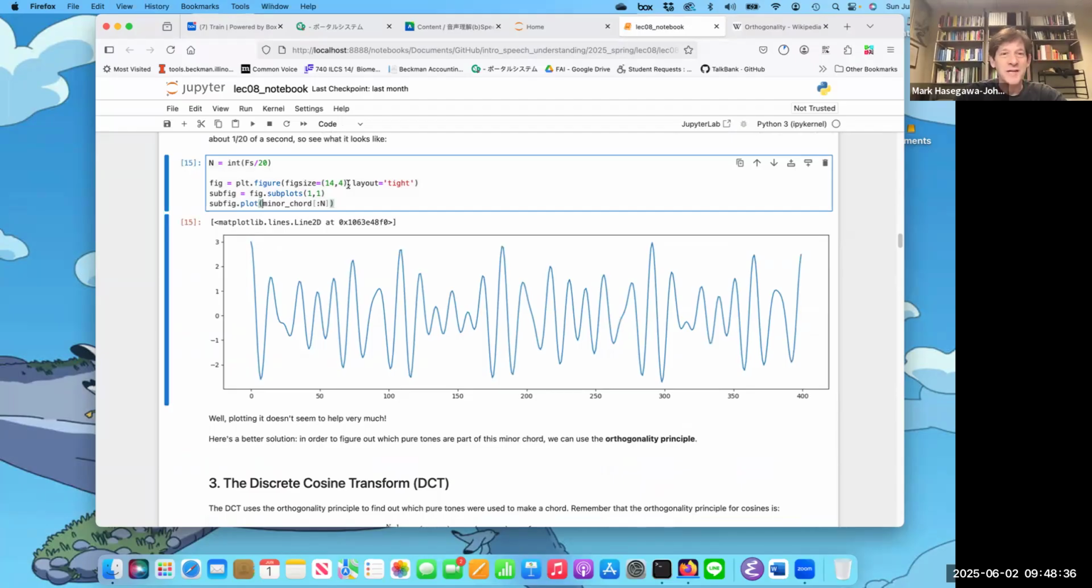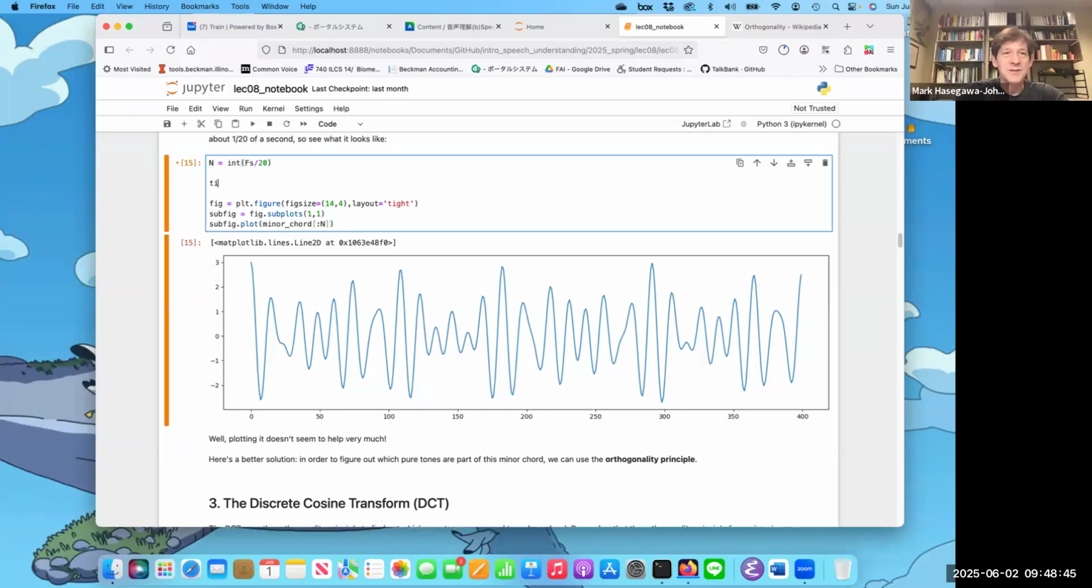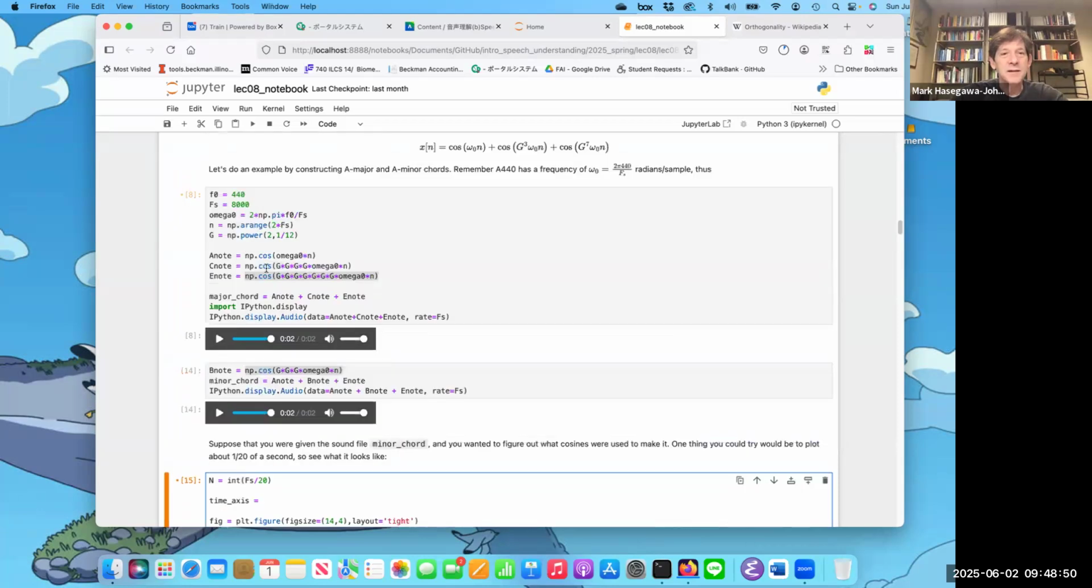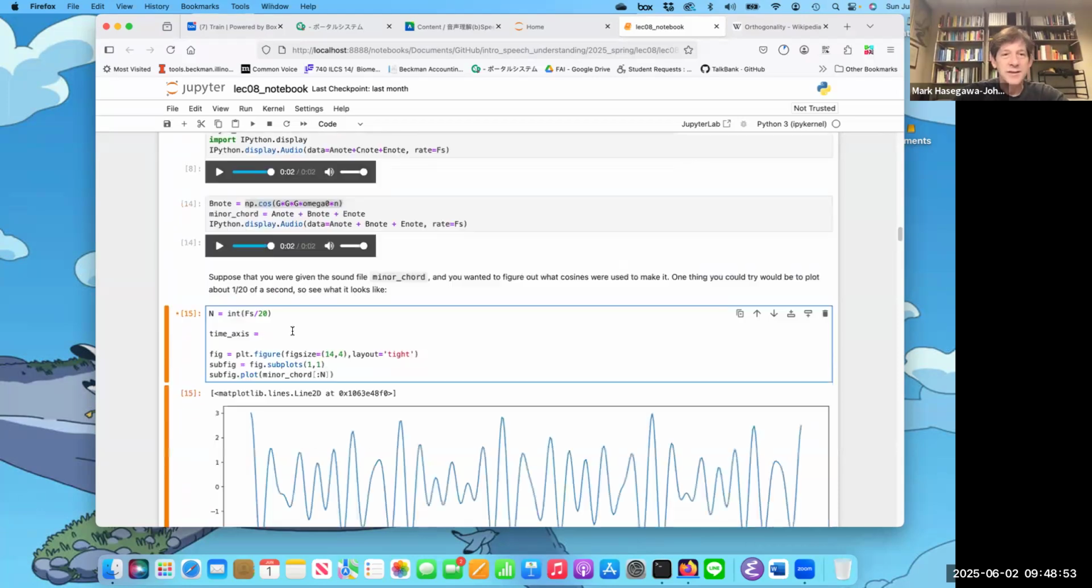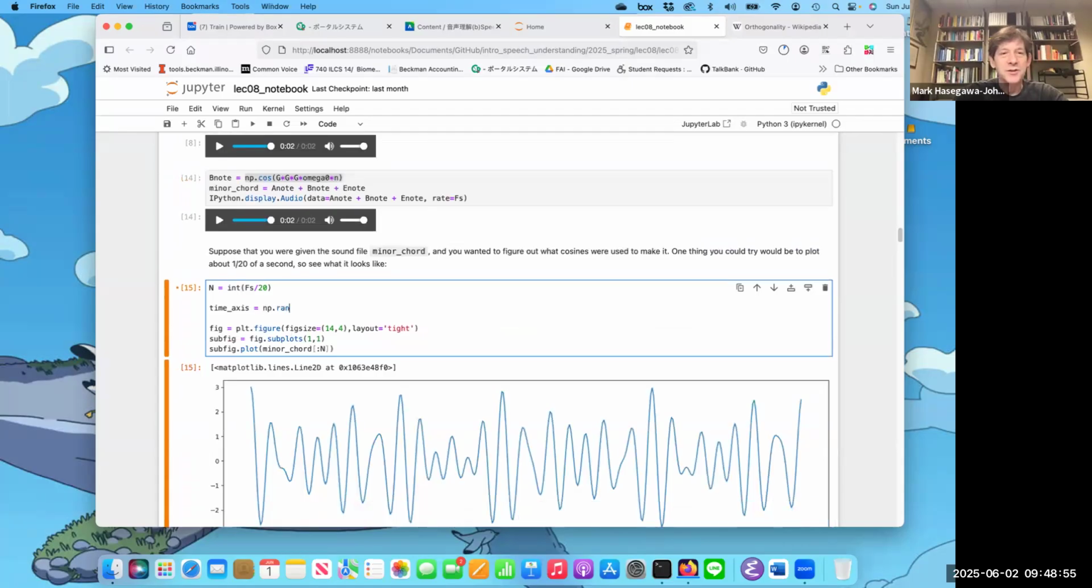time. Let me plot it as a function of time in seconds. What should the time axis be? The time axis should be the same length as the note. So let's say a range of the length of the note, and that should be divided by the sampling frequency. That'll give us the time axis in seconds.